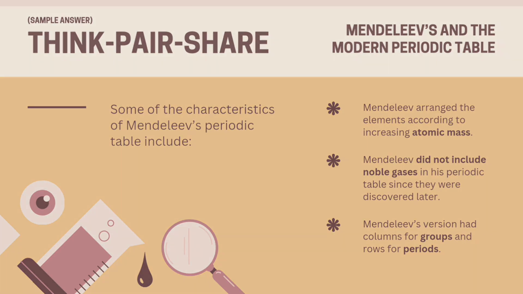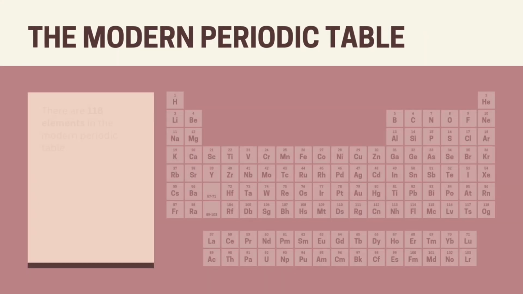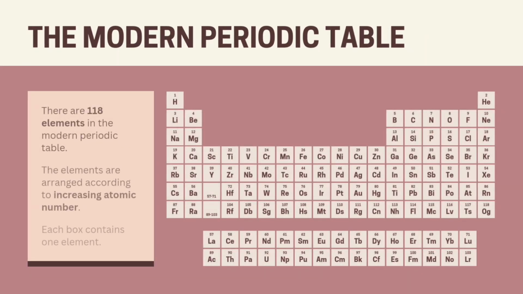Now we will learn about the modern periodic table. There are 118 elements in the modern periodic table. The elements are arranged according to their increasing atomic number. Each box contains one element.